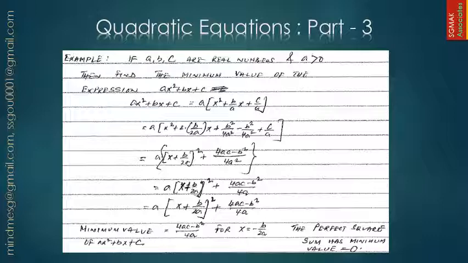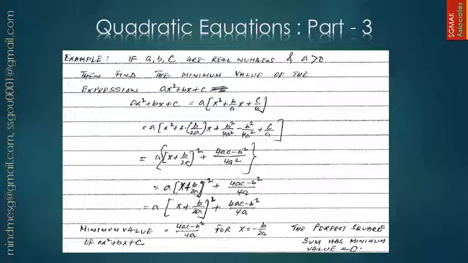First line is a times x squared plus b over a times x plus c over a. We are writing that as x squared plus 2 times b over 2a times x, plus b over 2a squared, then we subtract b squared over 4a squared plus c over a. So the first three terms become a times a perfect square, x plus b over 2a. And then the next term remaining is 4ac minus b squared over 4a squared.